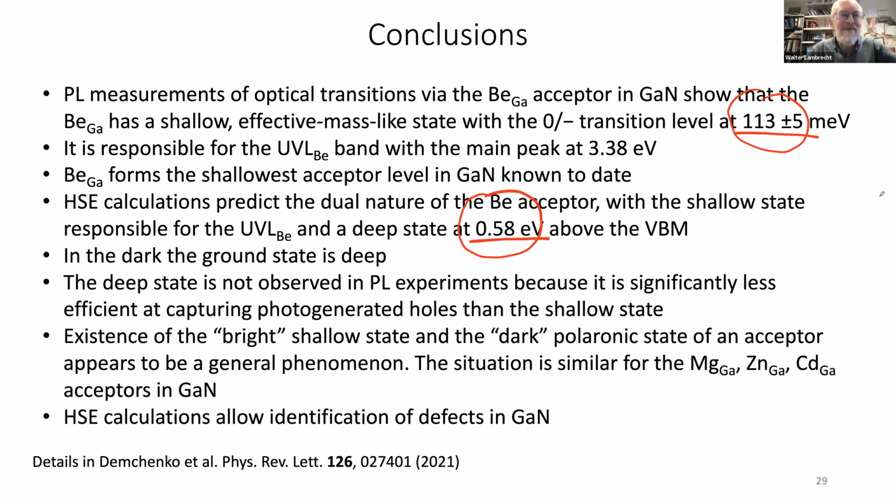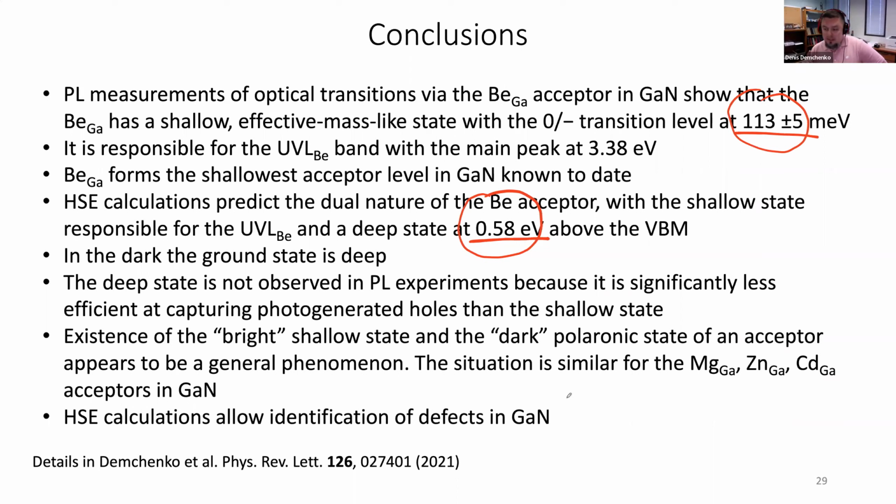Let's see if there are any questions. Well, yeah, Kathy. So just a comment that it seems like this is very hopeful for using beryllium as an acceptor for UV devices.